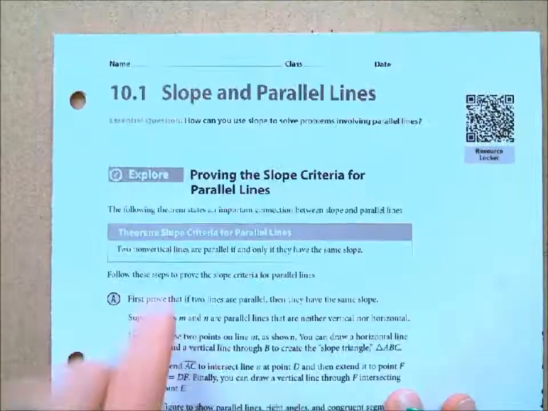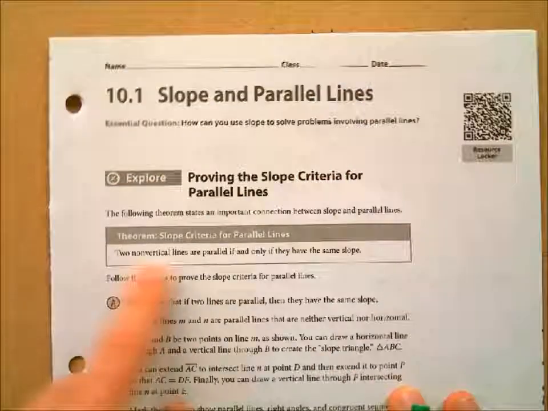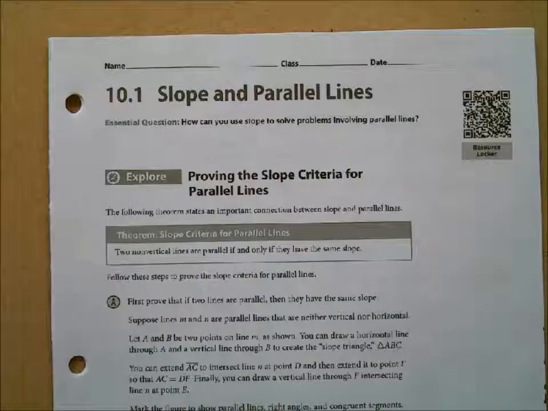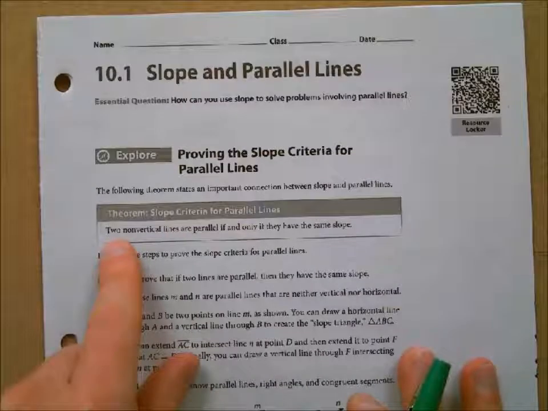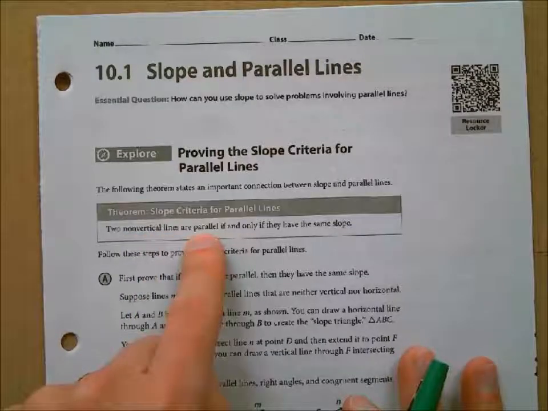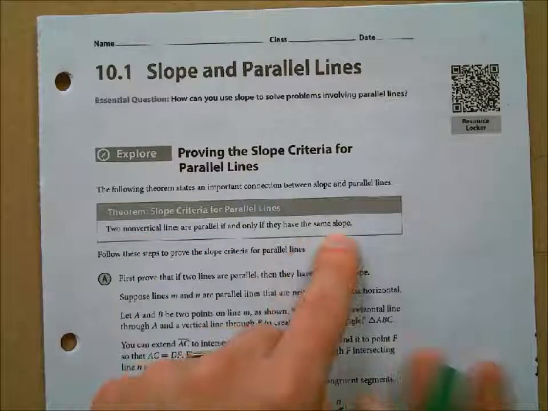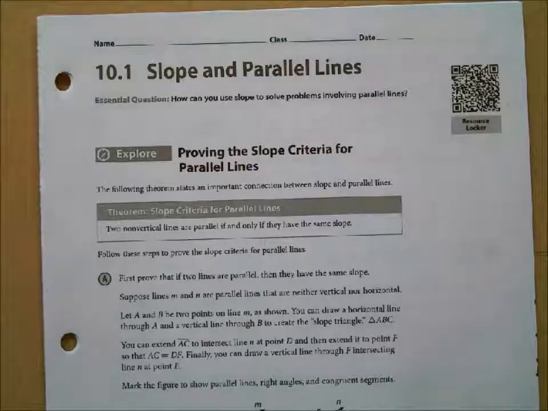So I wanted to come to this part. We're not going to do this proof, but I just wanted to at least highlight the slope criteria for parallel lines. You already know this to be so, but we're going to state it here. Two non-vertical lines are parallel if and only if they have the same slope. So very straightforward stuff there, nothing new, nothing mind-blowing.